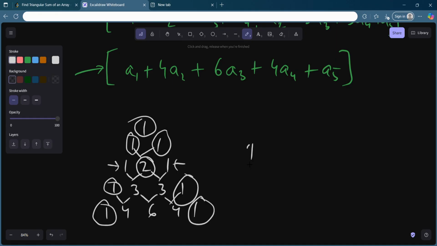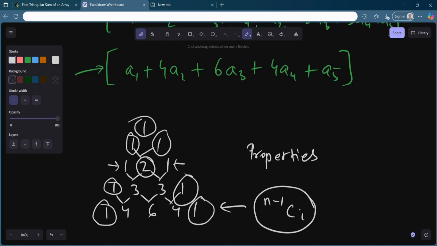Now there are many properties of Pascal triangle. Among the properties, one is that each row of the Pascal triangle is made up of binomial coefficients. The ith element of the nth row consists of the binomial coefficient n minus 1 Ci. So what do I mean by it?